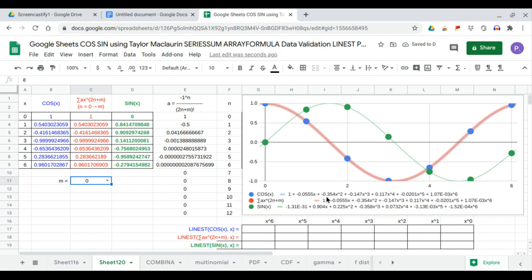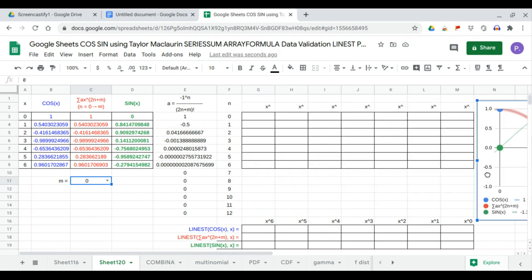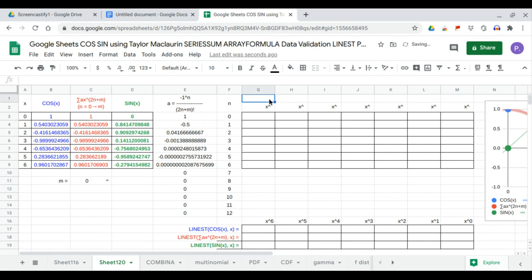Next, we calculate these regression coefficients using LINEST. To do that, we'll complete the 1 comma x matrix, starting with the power, which is equal to transpose from 0 to 6. And the 1 comma x matrix will be array formula of the x values raised to the power 0 to 6.